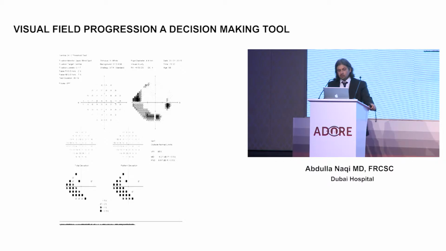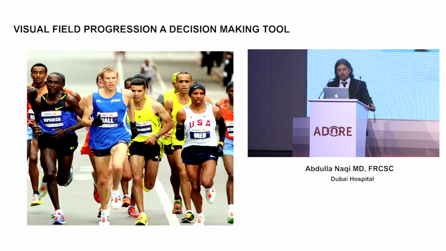Because when it comes to visual field progression, you are testing multiple points and multiple sensitivities, and just by a glance at a visual field, you may not be able to tell. You may not even have access to the previous visual fields, or you may have 10 visual fields. So that's not how we look at a visual field.